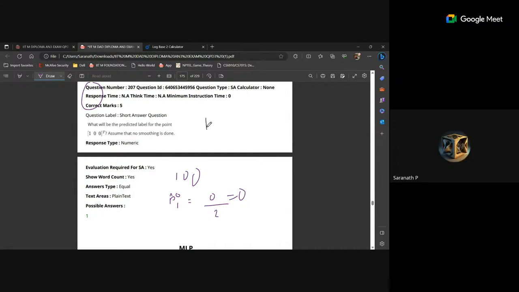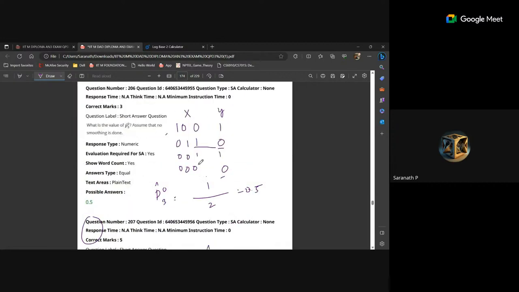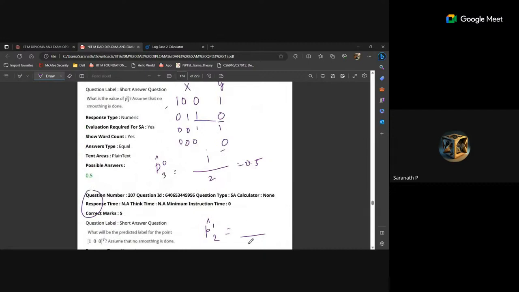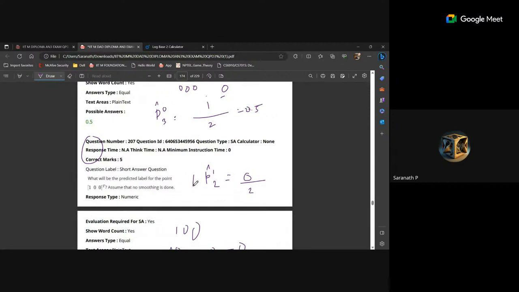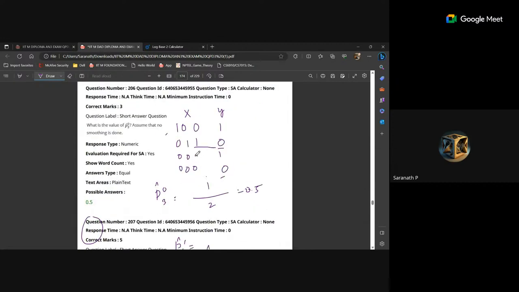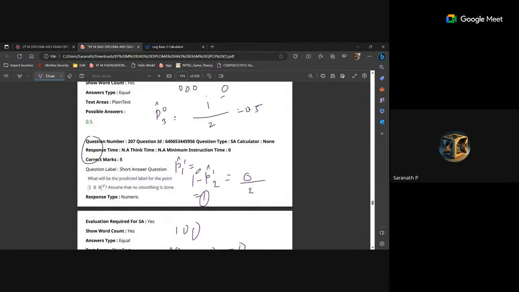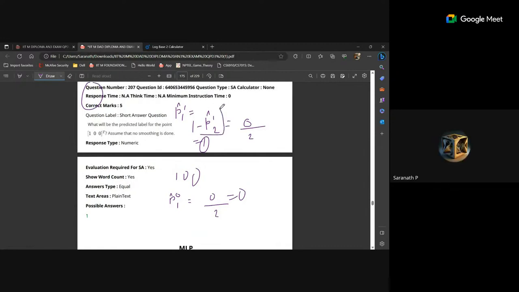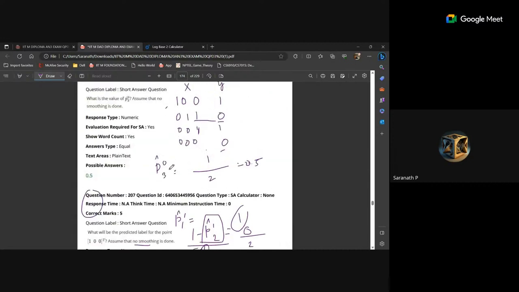And similarly P hat 1,2. Out of 2, I don't have anything, so 0. Then it's 1 minus P hat 1,2, so it's just 1. Because it's just P hat 1,1. Okay, I got it. I thought P hat 1,2 was the one, but it's 1 minus P hat 1,2. So it's just 1.